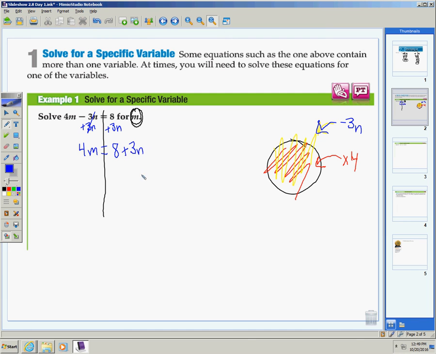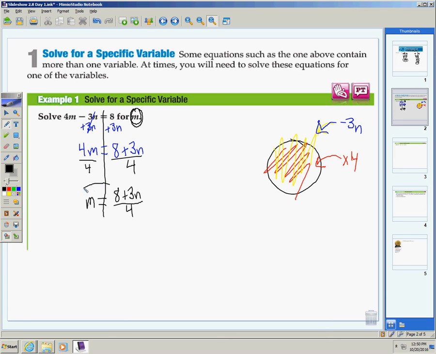And then I'm going to try to get m by itself. How do I get rid of this multiplying by 4? Well, I have to divide each side by 4. So I get m equals, what's 8 plus 3n divided by 4? I don't know what it is because I don't have like terms, so you can just write it as 8 plus 3n over 4. And all we did there was we got m by itself.